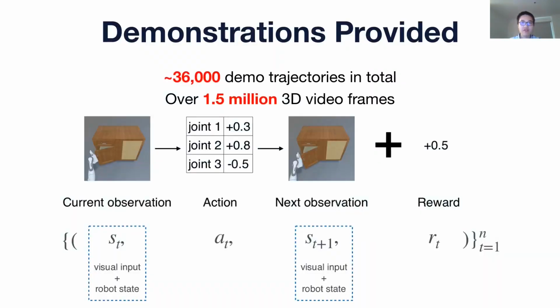Lastly, we have also provided a large number of high-quality demonstration trajectories. For each training object of each task, in total, there are around 36,000 demonstration trajectories and over 1.5 million 3D video frames. With these demonstrations, researchers can then spend less time on collecting good trajectories and instead focus more on other interesting aspects of the problem, such as network designs and learning algorithms.